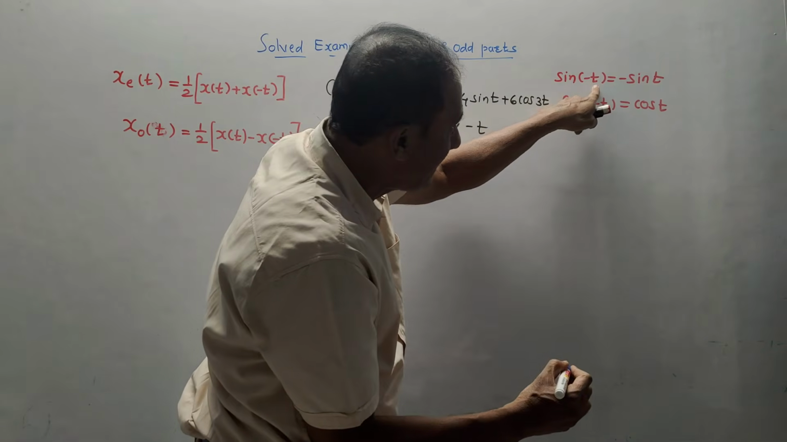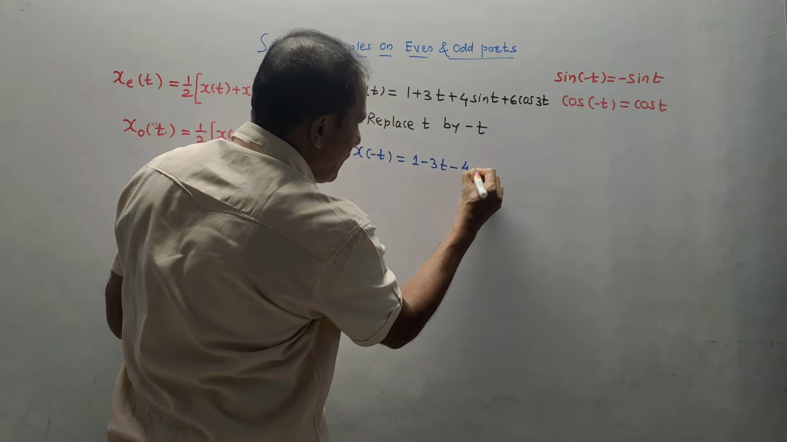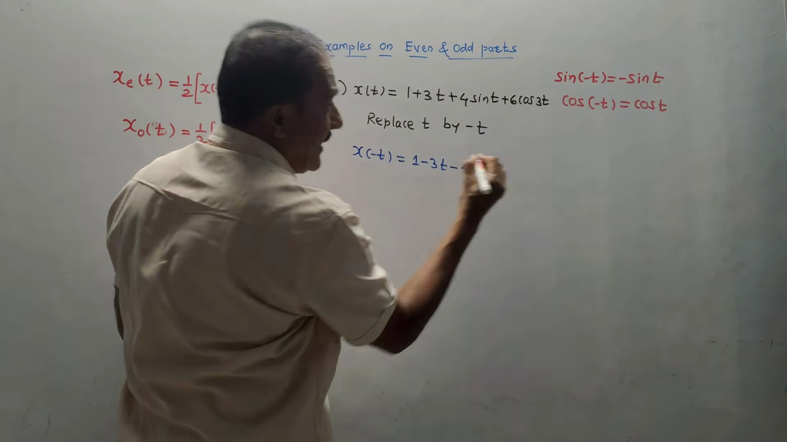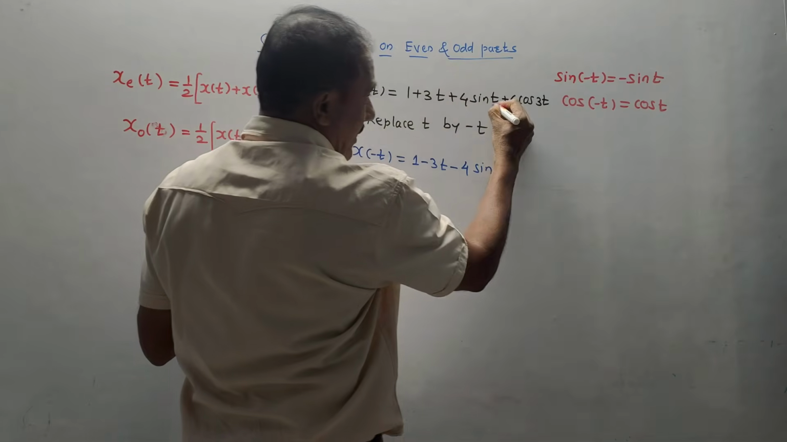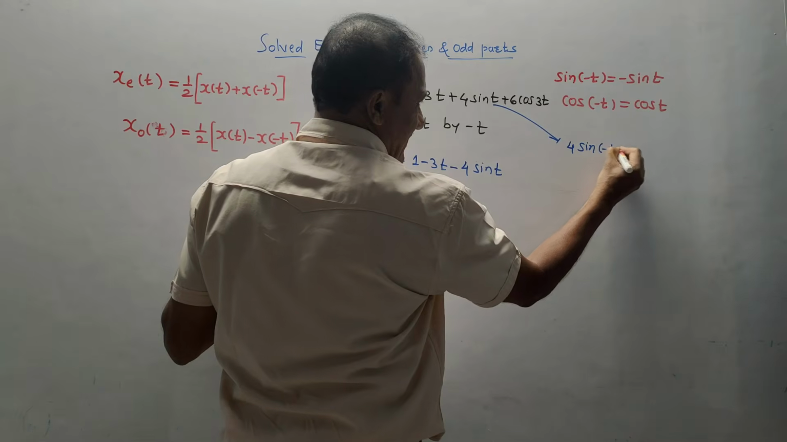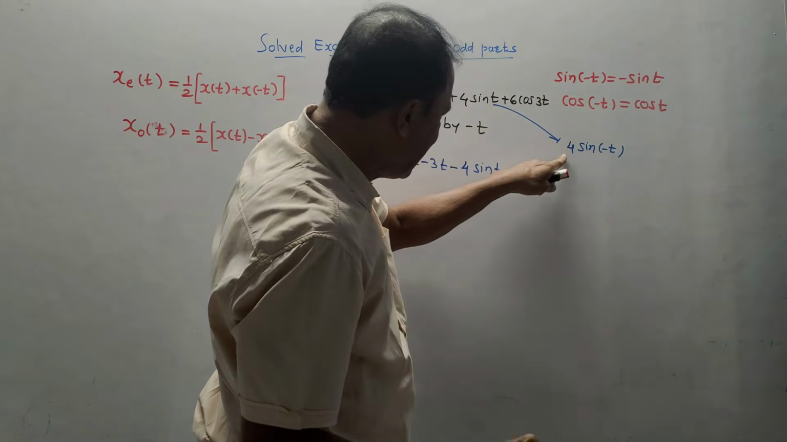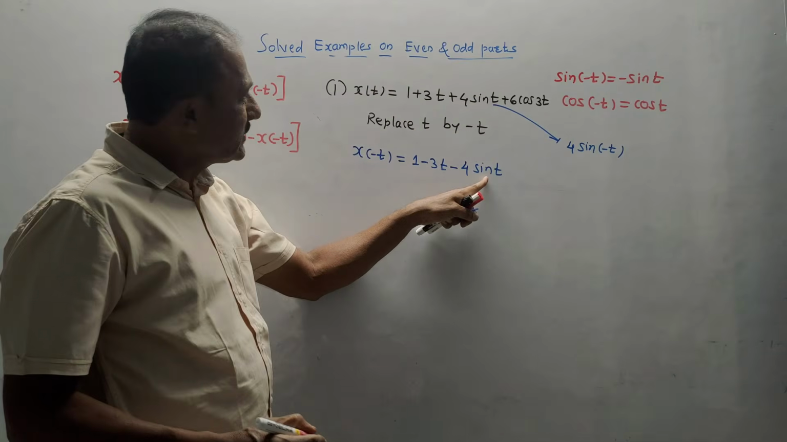We have the identity: sine of minus t is minus sine t. So this becomes minus 4 sine t. I hope you are getting it. Very simple. If I'm talking about this term, it becomes 4 sine of minus t. What I said, sine of minus t is equal to minus sine t, so the minus sign is taken out. It becomes minus 4 sine t.